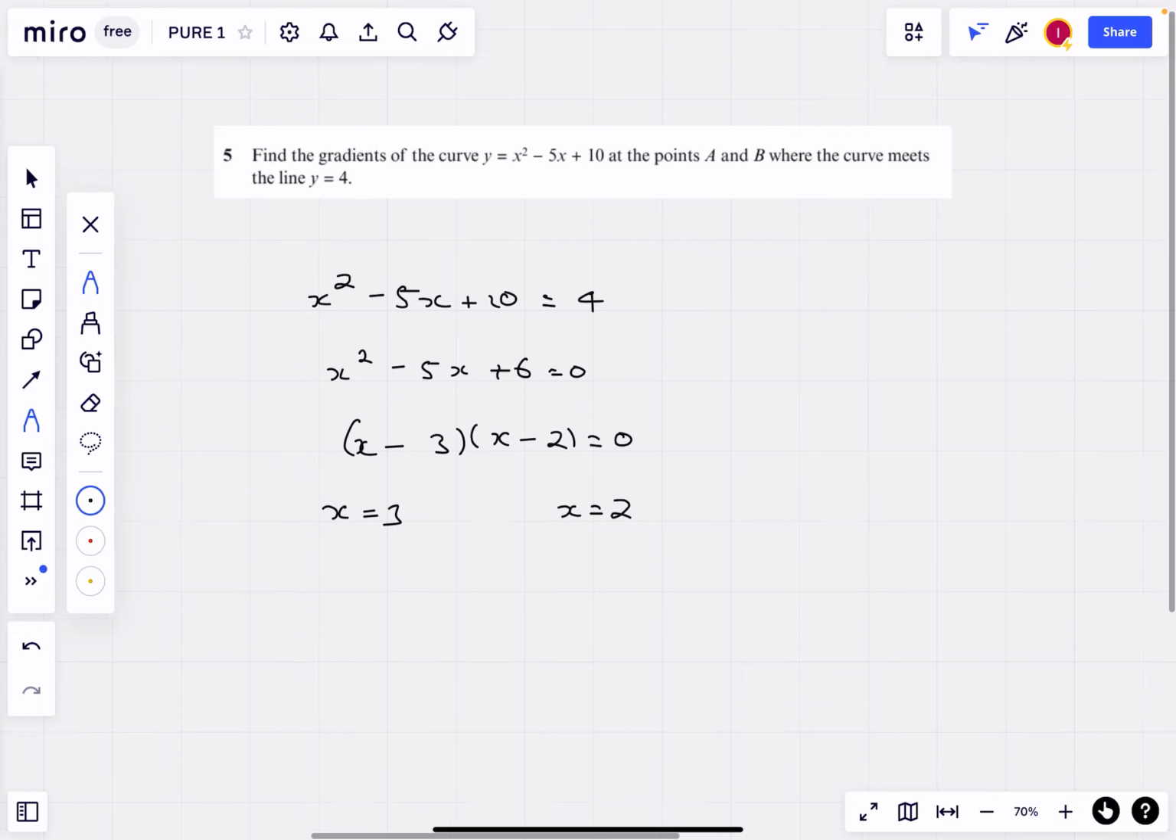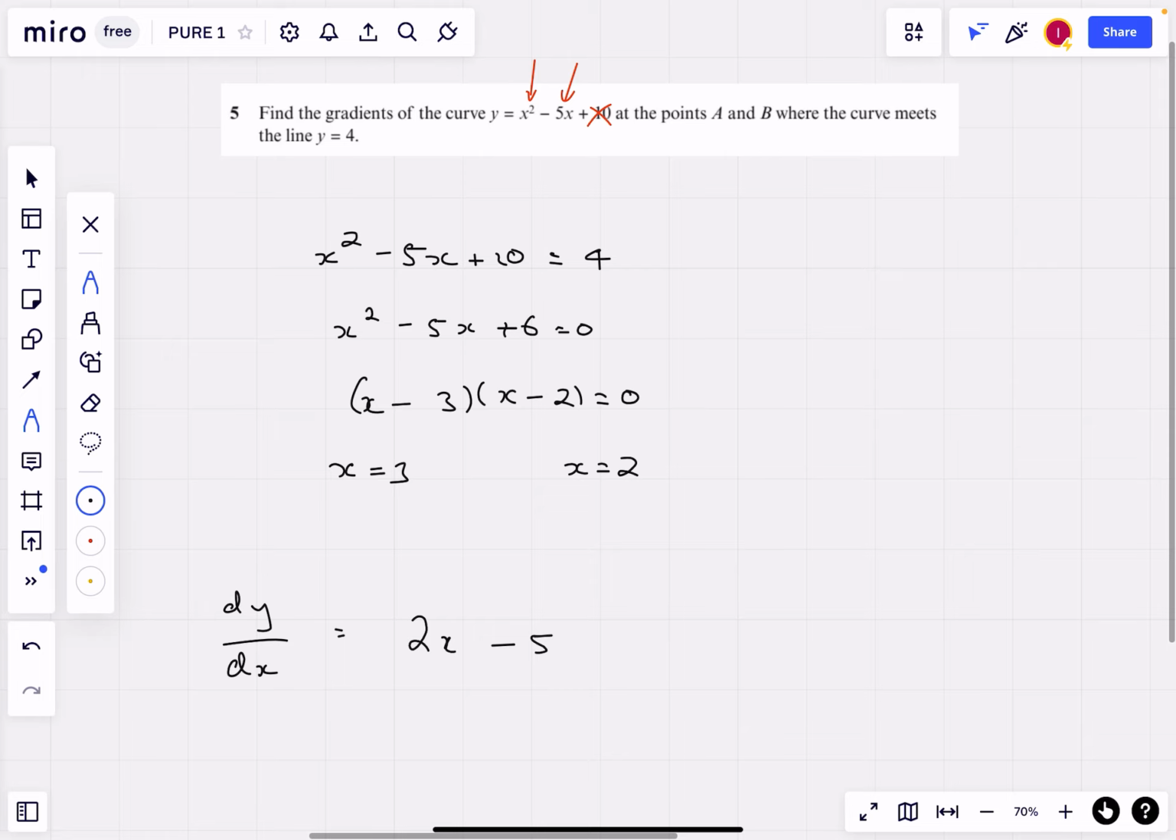Okay, we want to work out the gradient of the curve. So we want to work out dy by dx of the curve. You're going to differentiate each thing separately. When you differentiate x squared, you get 2x. When you differentiate minus 5x, you get minus 5. When you try and differentiate 10, you get 0. So that's it, 2x minus 5.